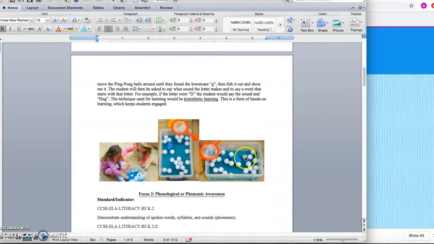The first focus has to do with alphabet knowledge. Knowing all of the letters in the alphabet is important for beginning readers. I chose an activity called Alphabet Fishing and Matching Game. Students will be asked to fish for an upper or lowercase letter, say the sound the letter makes, and give a word beginning with that letter.